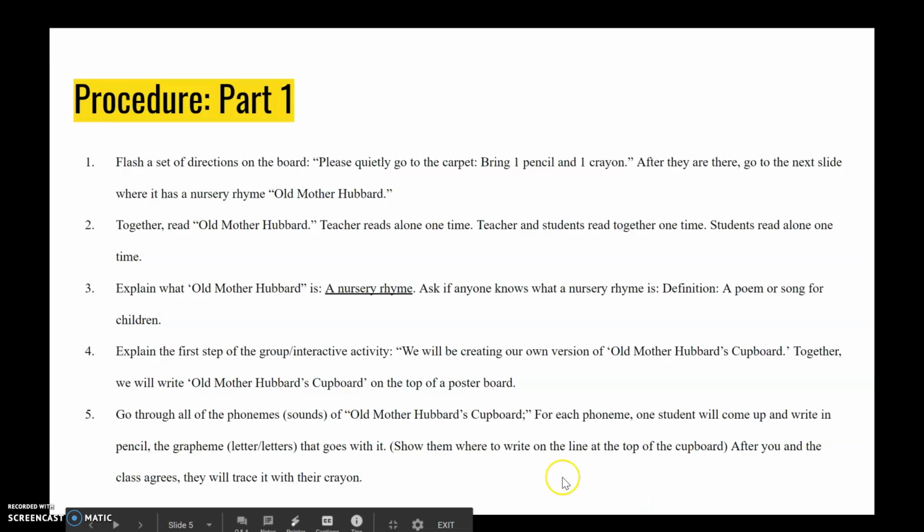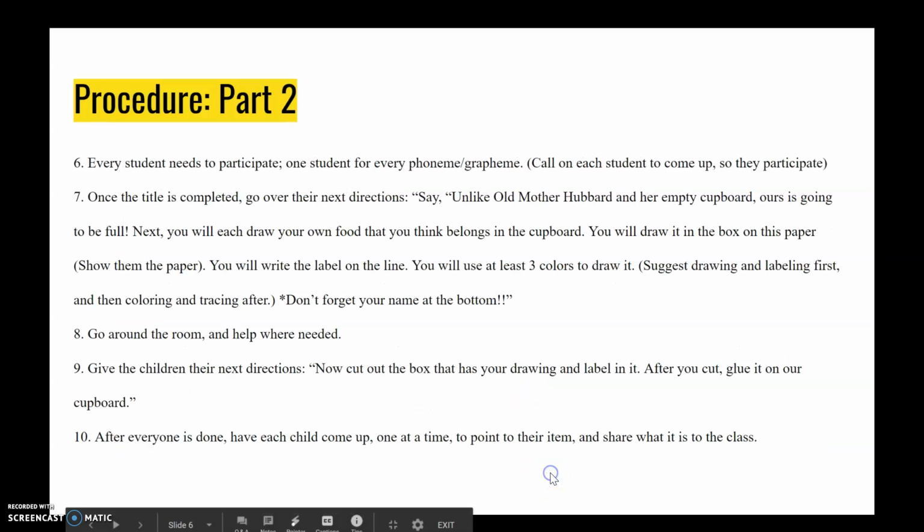So, for example, Old Mother Hubbard, the first sound we hear, O. One student will be in charge of hearing it, saying what letter goes along with it, and then writing the letter. They will first write it in pencil. Once I agree and once the rest of the class agrees that that is correct, that student will then trace it with a crayon to make it brighter. And within this, of course, the title, the first letter of each word is going to be capitalized, so we will also talk about that. That will not be assessed, but that is just something important to talk about in a writing activity.